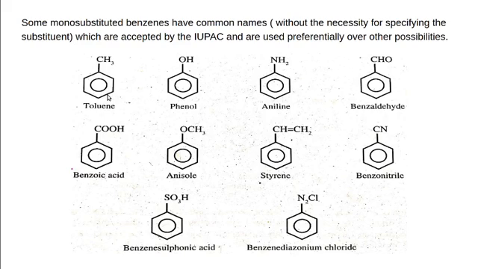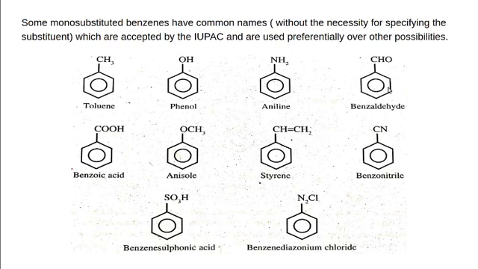There are some compounds whose common names are accepted by IUPAC. So we can use the common name. We are using the common names, not the derivative names like methyl benzene or hydroxybenzene. So in this case, this is toluene. The substituent is the methyl group. Then here the hydroxyl group is the substituent. We are naming it as phenol.